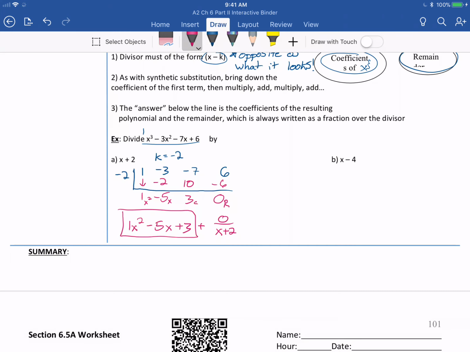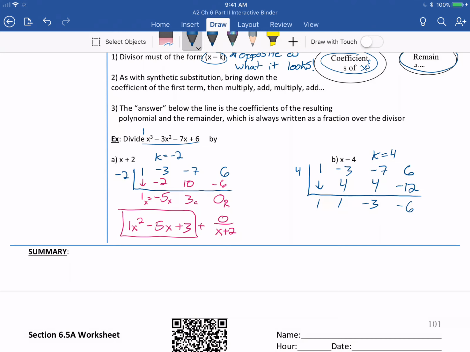All right, so to finish up this last one, it's kind of the same deal. My k here is the opposite of what it looks like. It looks like negative 4, so we're going to pull out a positive 4. I'm going to divide the same thing, so I still have 1, negative 3, negative 7, and 6. Bring the 1 straight down, I got 1, multiply on the diagonal, I got 4, and add straight down, I get 1 again. Multiply, 4 times 1 is 4. If I add straight down, I get negative 3. Multiply on the diagonal, 4 times negative 3 is negative 12. Add straight down, you get negative 6.